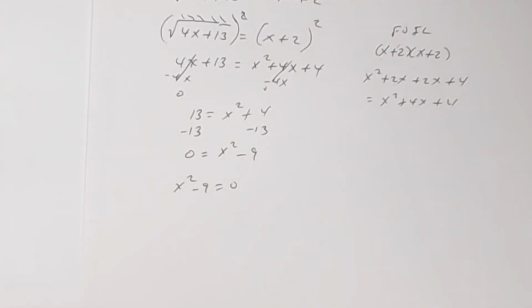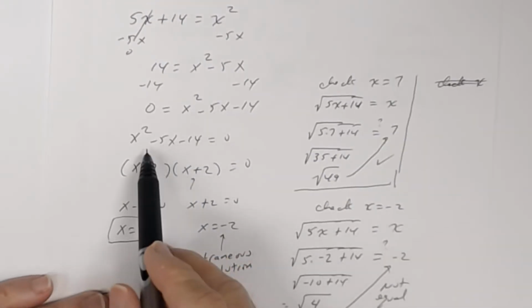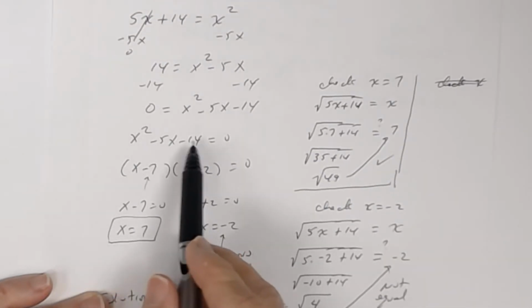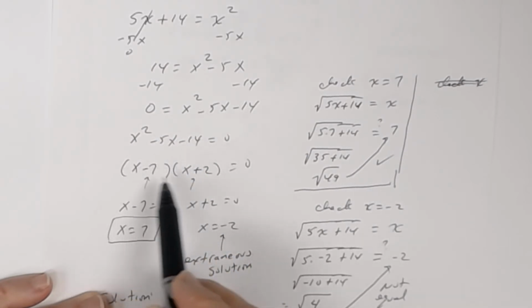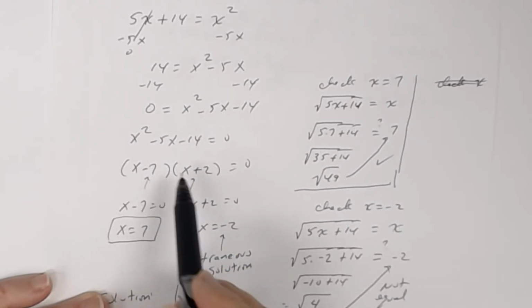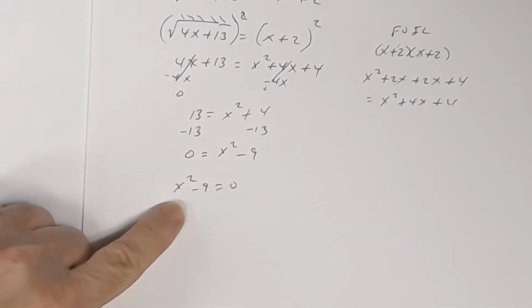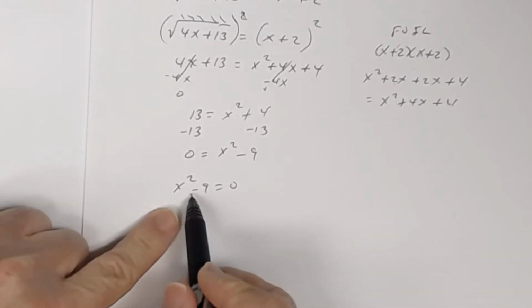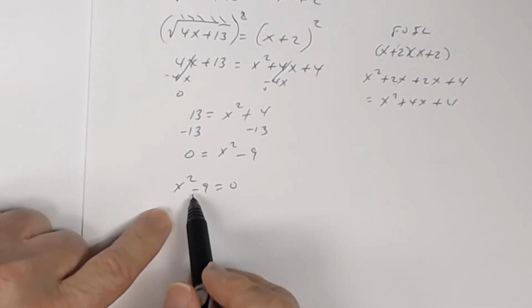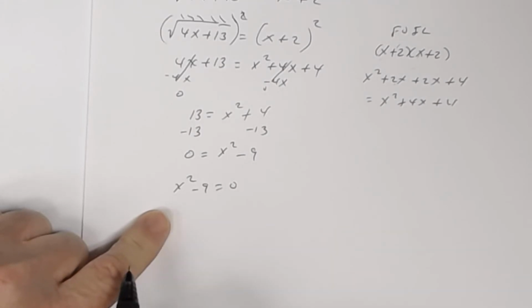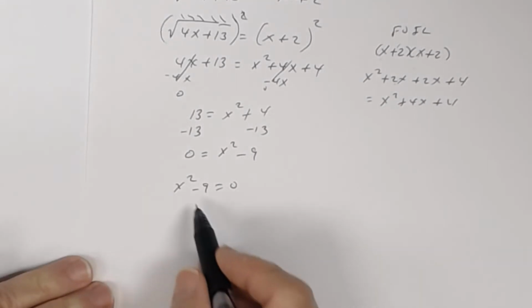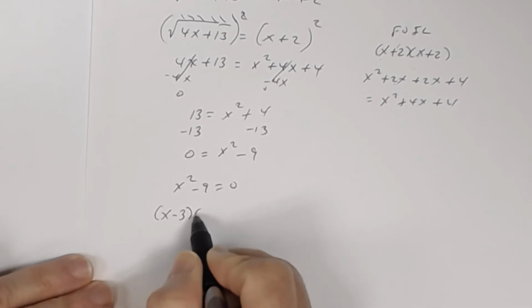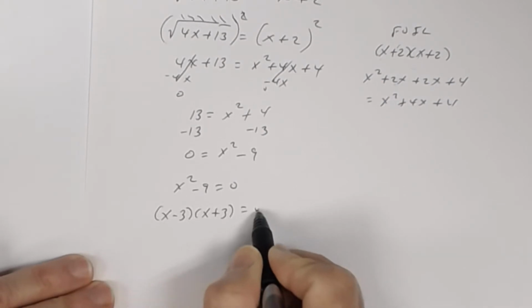So I want you to notice that here, when I factor this quadratic equation, I had 3 terms, all right? And so I used trial and error from last semester to help me to factor this. Here, notice that you only have 2 terms. And I want you to notice that you also learned last semester about the difference of 2 squares, which is what this is. This is the difference of 2 squares. So you can factor this as x minus 3 times x plus 3 equals 0.